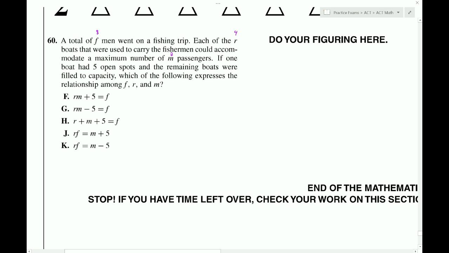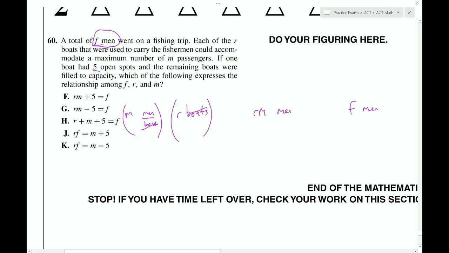Right. So let's take a different approach. So you have F men on a fishing trip. Each of R boats. So you have R boats, and then M passengers per boat. Let's call them men, seeing as they called it men here. Not to be sexist, of course, but M men per boat times R boats. So if we multiply those together, we get MR, also known as RM, and that has units of men, same as this number F has units of men.